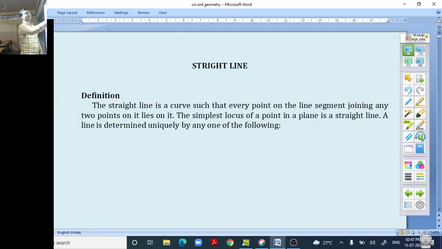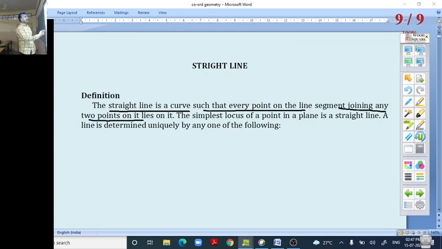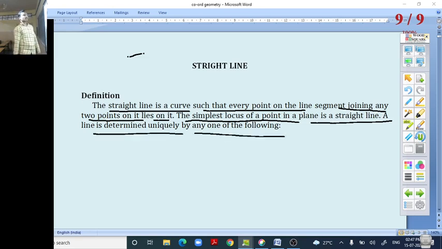Indirectly, look at this definition. A straight line is a curve such that every point on the line segment joining any 2 points on it lies on it. It means there are 2 points, and any point on the segment joining these 2 points always lies on it. The simplest locus of a point in a plane is a straight line. A line is determined uniquely by one of the following.